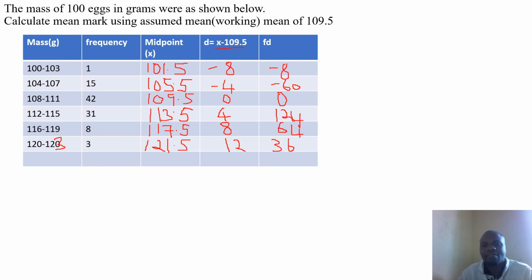So the next thing I'm supposed to get is the summation of f, which is 1 plus 15 plus 42 plus 31 plus 8, which gives me 100. Remember there were 100 eggs. Then I get the summation of fd, which gives me 156.